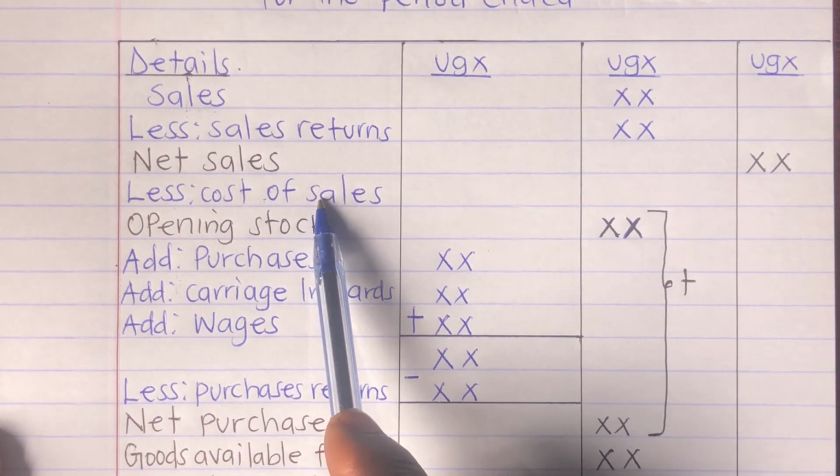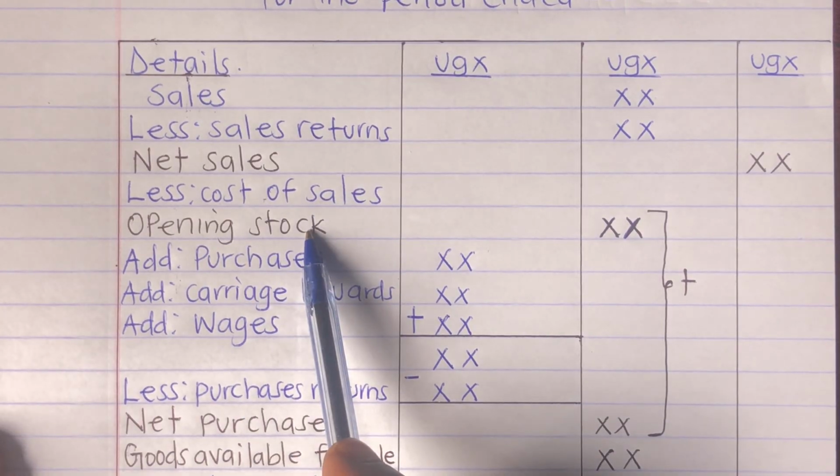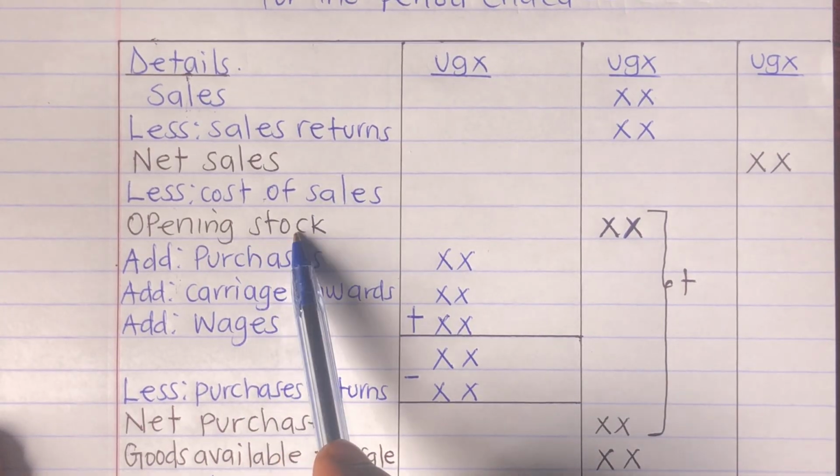Cost of sales means those expenses you've incurred in purchasing commodities for sale. In production, they are called costs of production, those expenses you incur in producing a product. So the first entry we post when we are finding the cost of sales is the opening stock. Opening stock means the inventory at the beginning of the year. And note this, that opening stock is always the closing stock of the previous year.